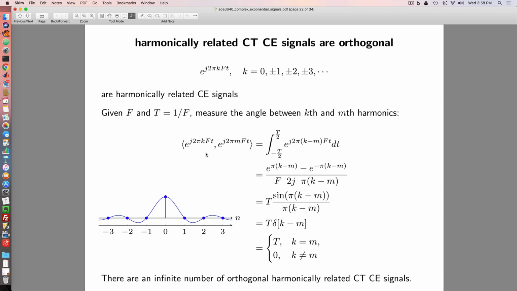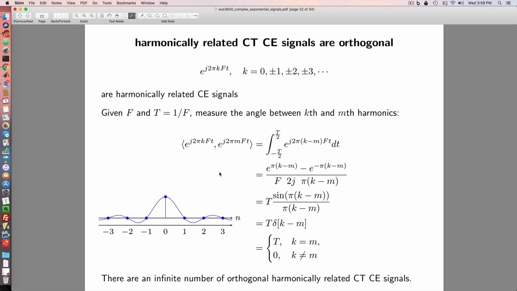Well, if you take the inner product or the dot product between two signals. Now, I know that's maybe not something you're familiar with or comfortable with, but you can define an inner product or a dot product between two functions. And this is one way you could do that. Look back on the previous slides if you want to know more. But essentially, what happens is if you take two different harmonically related complex exponential signals, you can show that they are orthogonal in the sense that the angle between them is 90 degrees. Or if you take the dot product, you get 0.